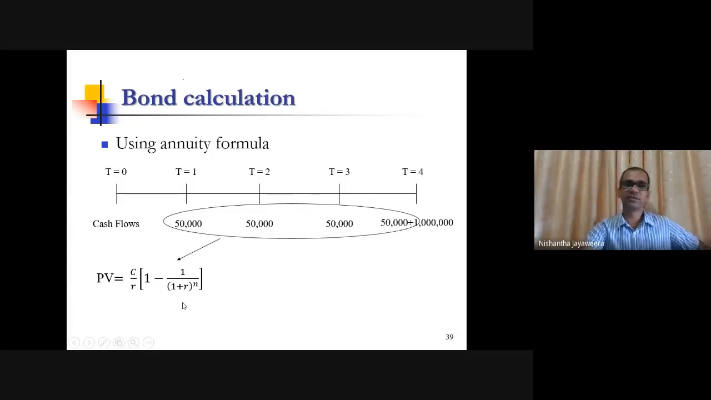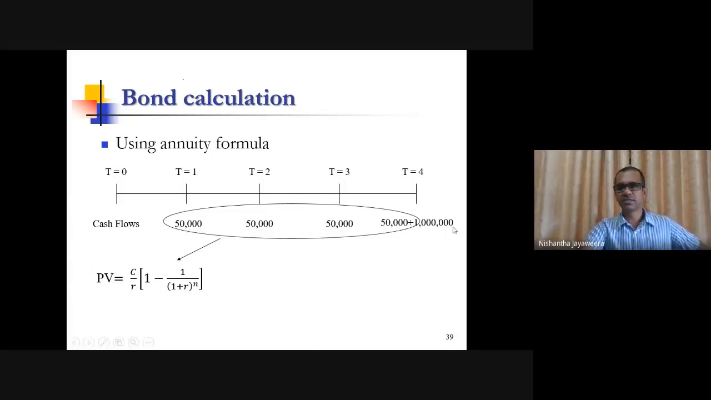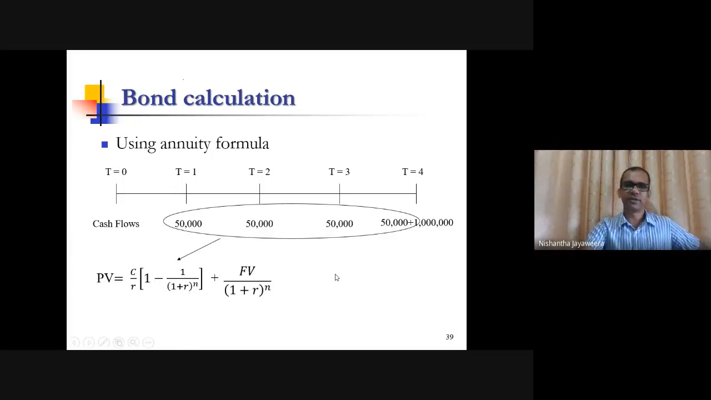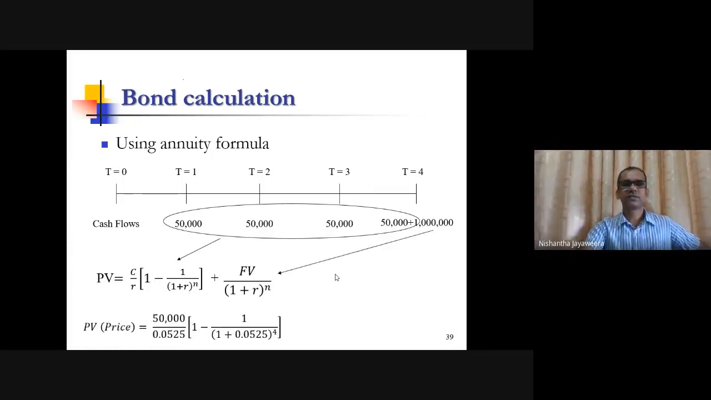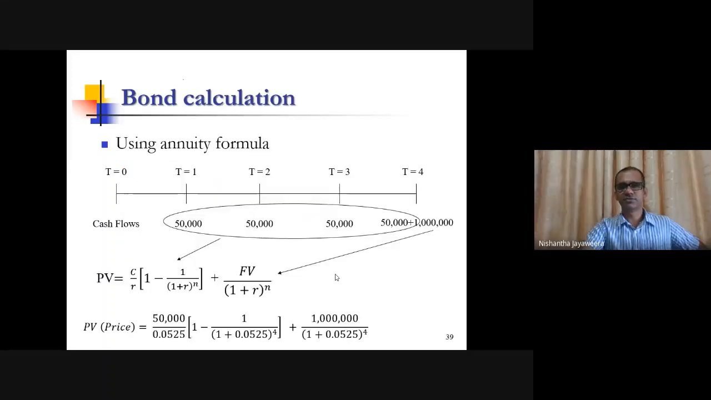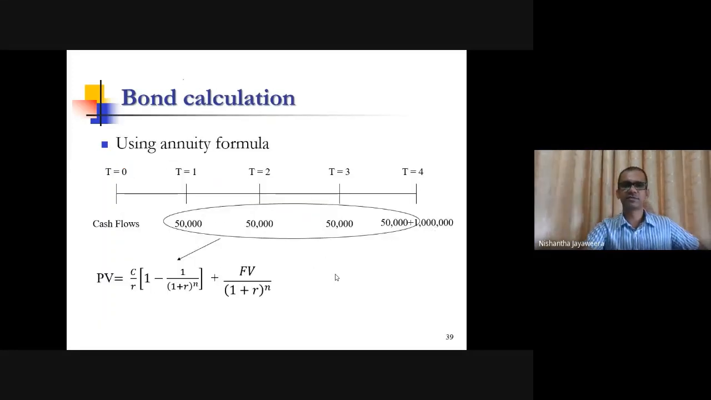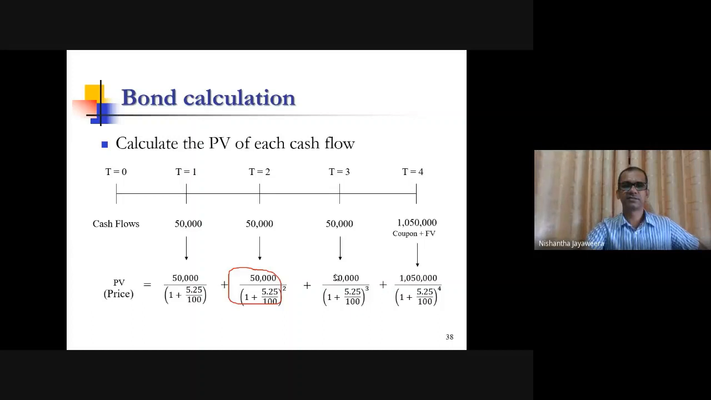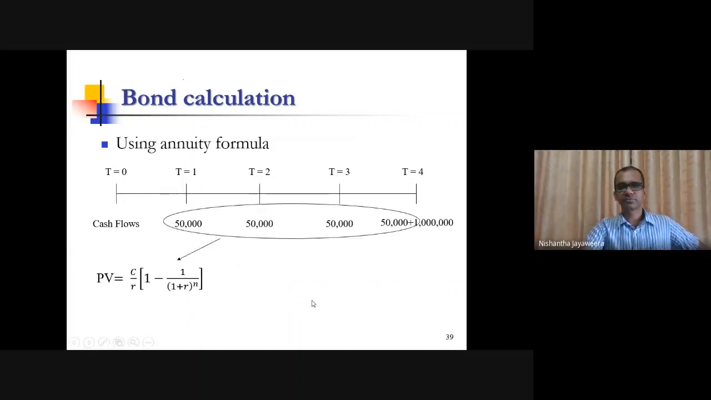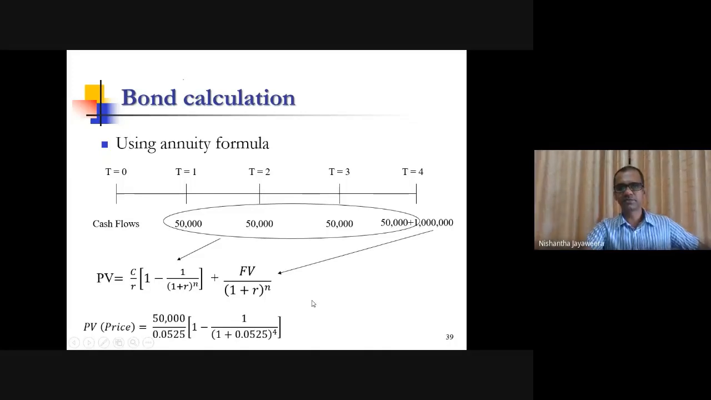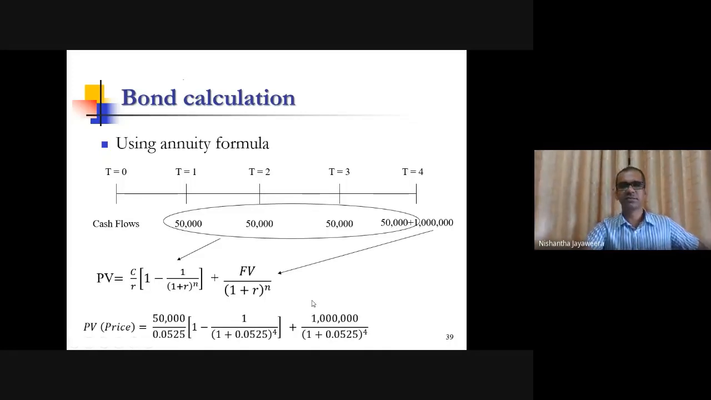But it's not the present value of the whole cash flows. There's another part remaining. What is that? That's the face value. So we have to add the present value of the face value. Then you should get the same answer as we got here. So that's the basic.